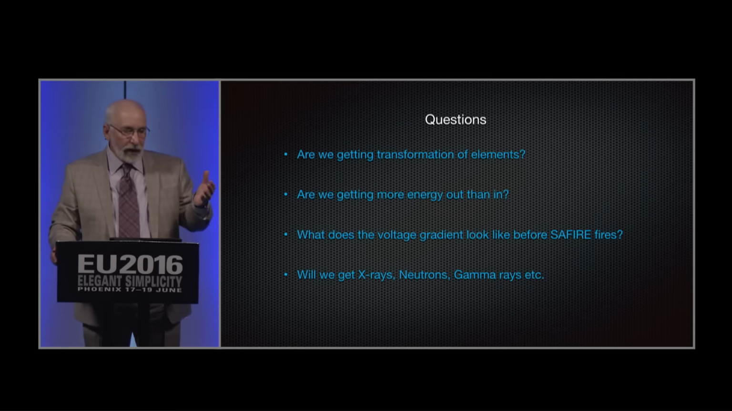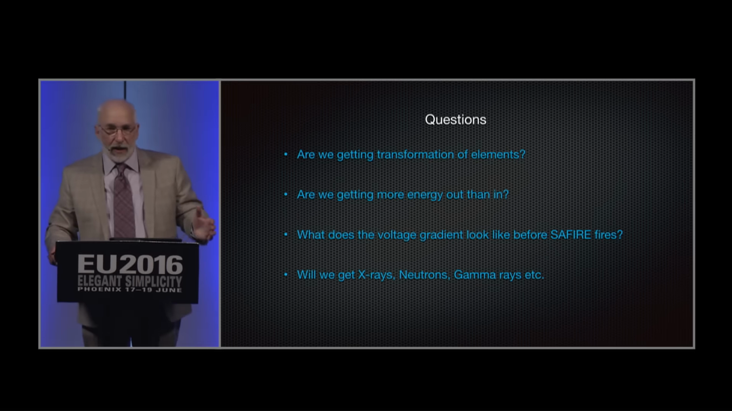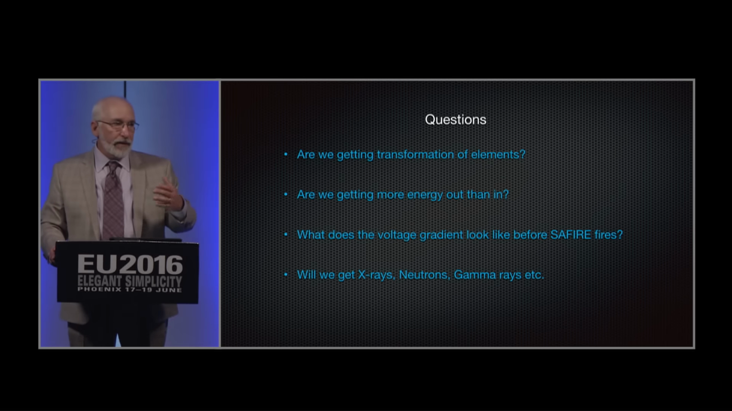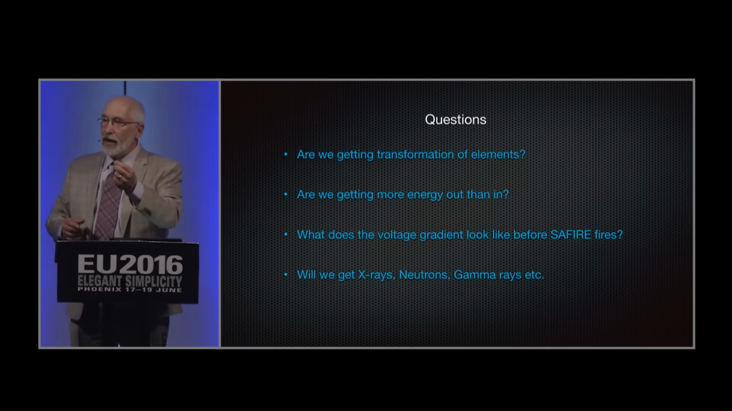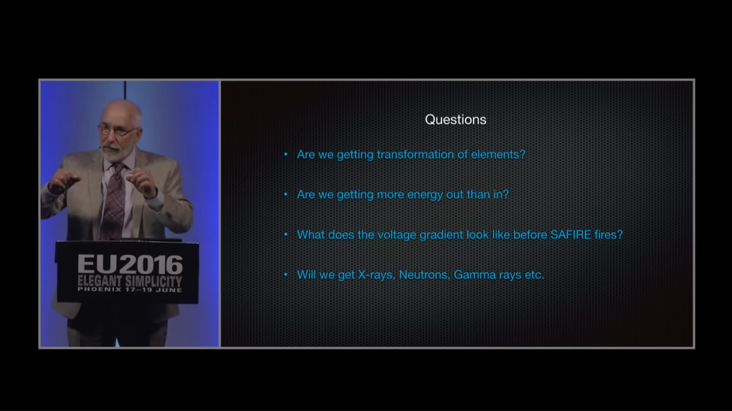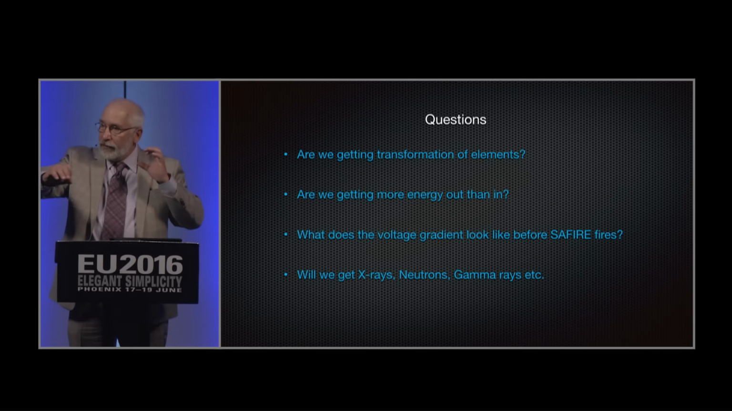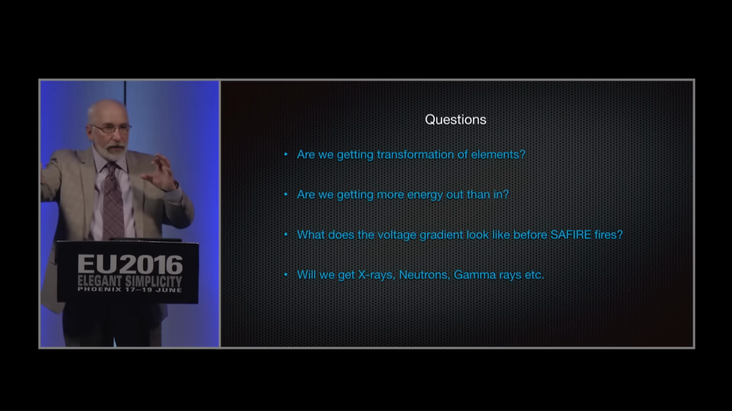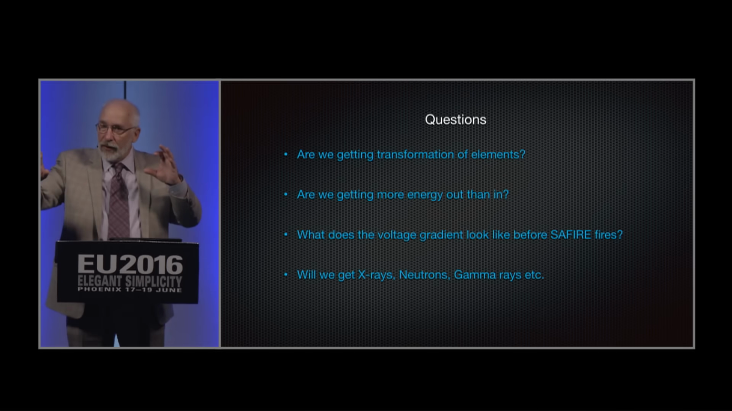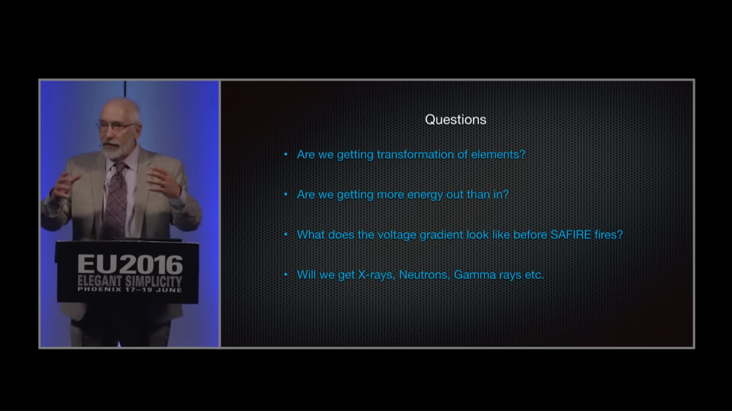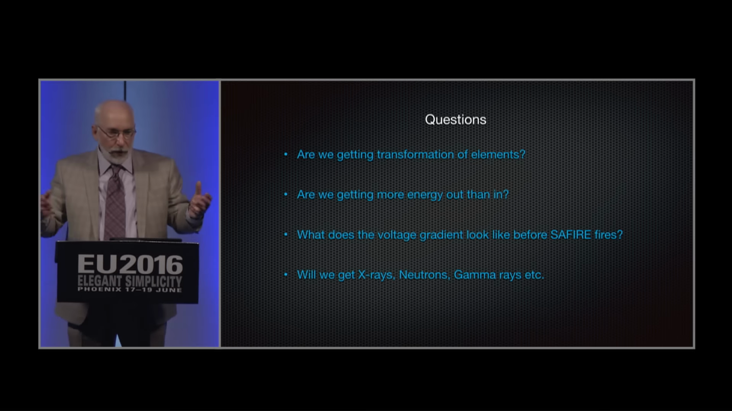What does the voltage gradient look like before SAFIRE fires? We can confirm right now that there is a voltage gradient in SAFIRE in phase two before it actually ignites. But we can now go and measure that gradient. We may even be able to measure the voltage gradient before it actually does an intense stream plasma discharge to a particular point. This is the thing that leads up to lightning bolts. What's actually the environment around there before you actually see a lightning bolt or plasma discharge? So is the voltage gradient, as an example, uniform throughout the chamber? We can measure these things now.